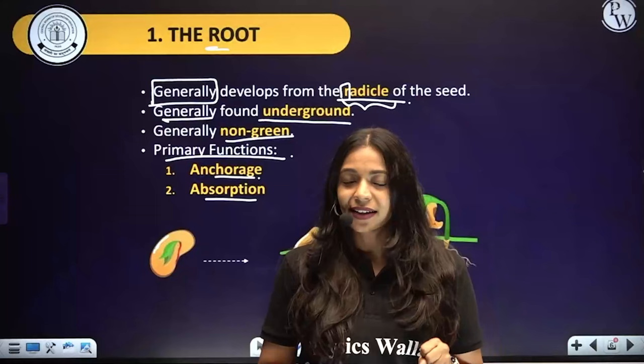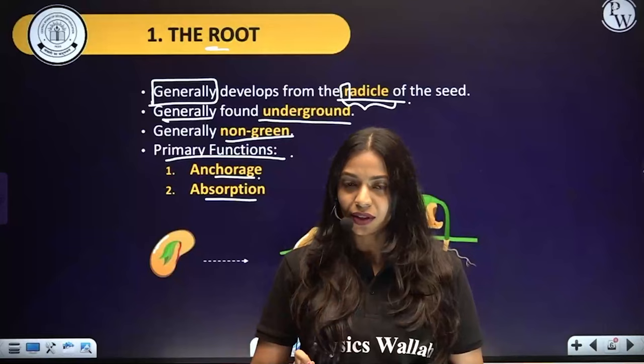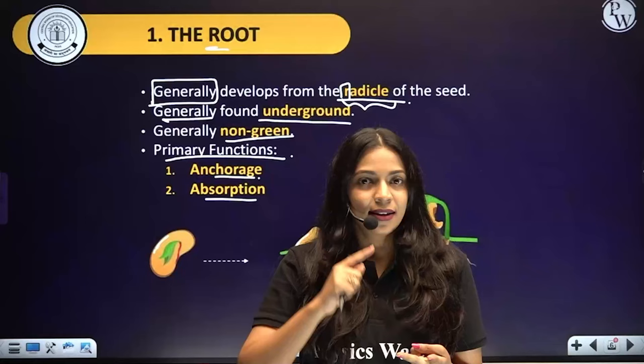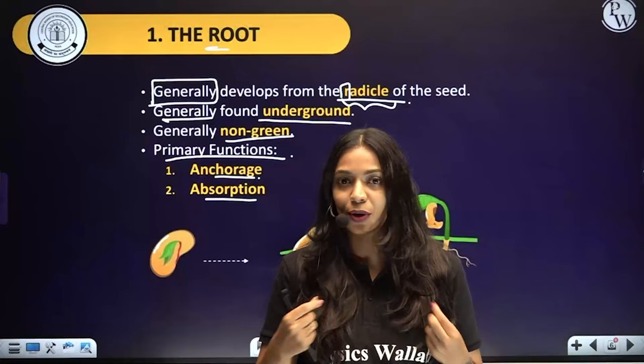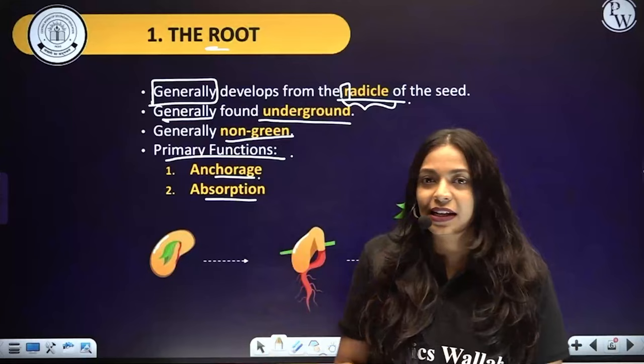right? So two very important primary functions of a root are that they help in anchorage, they help the plant attach to the soil. Secondly, they help in absorption. Absorption of what? Absorption of water and minerals from the soil, and they later transport it to wherever it is required in the plant. So this is basically some general points about the root.